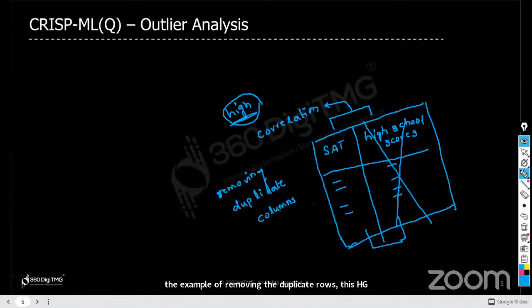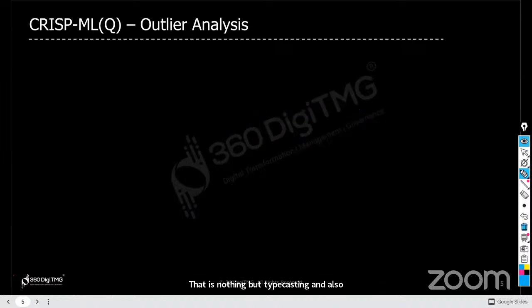That is nothing but typecasting and also handling the duplicates. What we have discussed up to now? First of all, we have data cleaning. Data cleaning is nothing but whatever junk that is getting recorded, we are eliminating that.